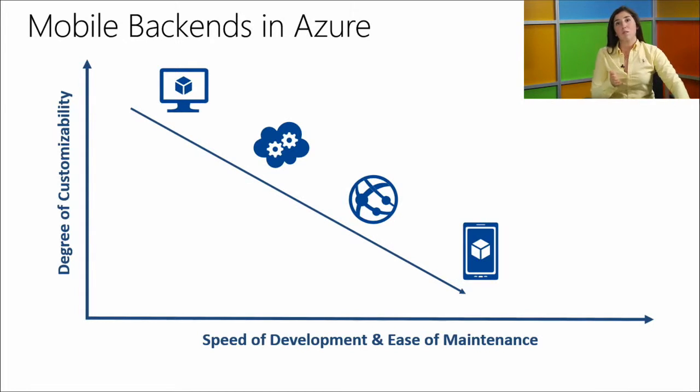If you go more towards the left, you'll see that you gain customizability. In websites, you could choose whatever language you want on the back end. Currently in mobile services, we offer JavaScript for scripting on the server side. We're going to support C# as well, but that's coming. And then you could go all the way up to virtual machines where you're controlling everything, like exactly when and if you want to patch the OS.